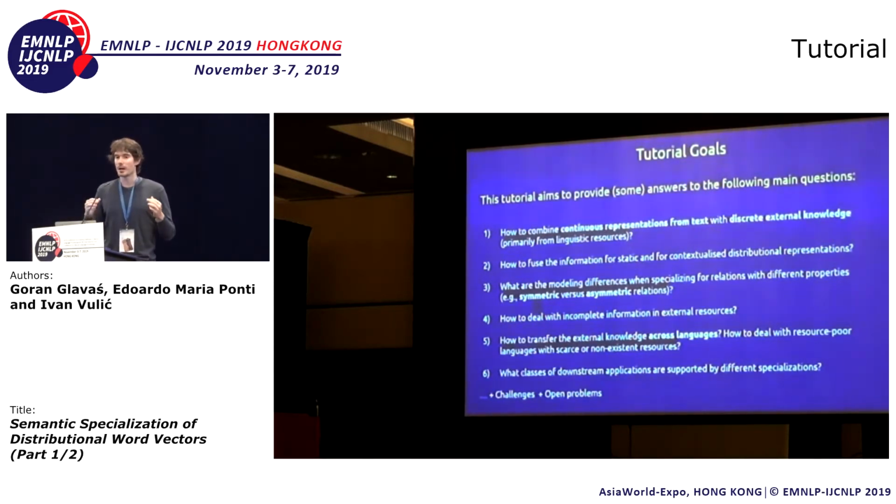And finally, why do we need specialization in the first place? What sorts of downstream applications are supported by the different specializations that we make? If we specialize for similarity versus relatedness, do we cover a different spectrum of downstream applications? We'll also list some challenges and open problems, and we'll even do quick detours to other related fields of work, which also touch upon this basic idea of semantic specialization.